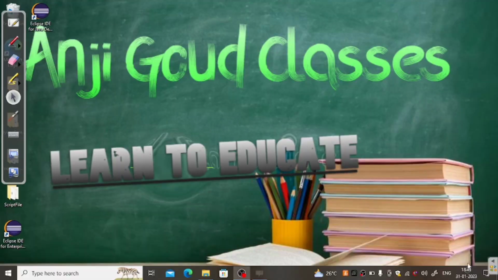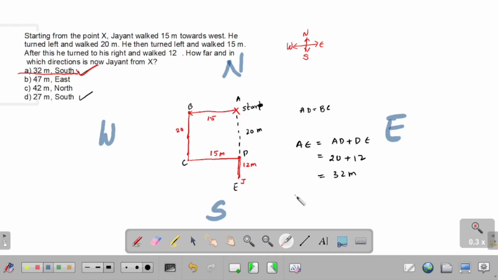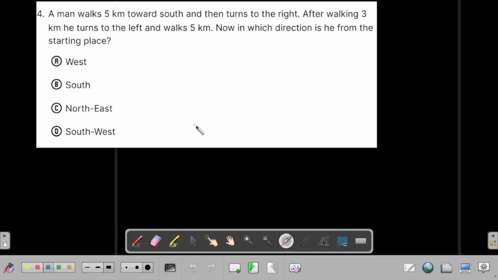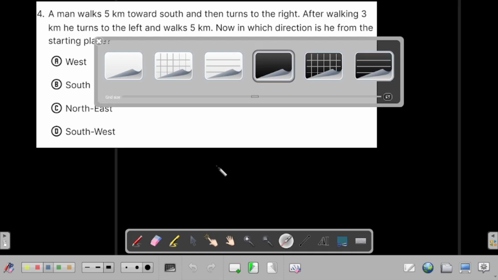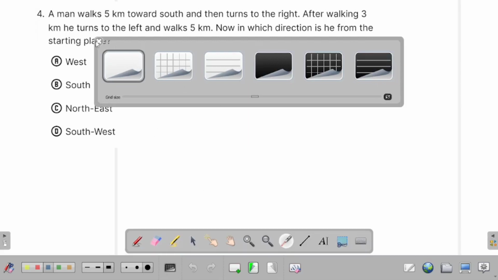Moving to the next problem. What is our next question? Our next question is very simple. A man walks 5 kilometers towards the south and then turns right. After walking 3 kilometers, he turns to the left and walks 5 kilometers. Now, in which direction is he from the starting place? It is the same as the previous problem. I will explain it very clearly.